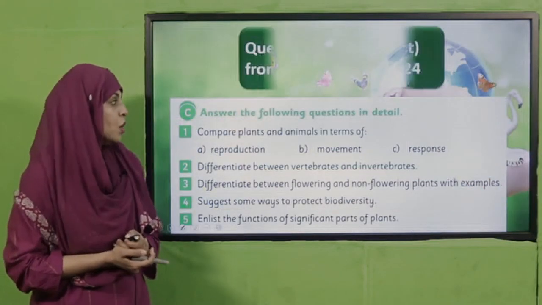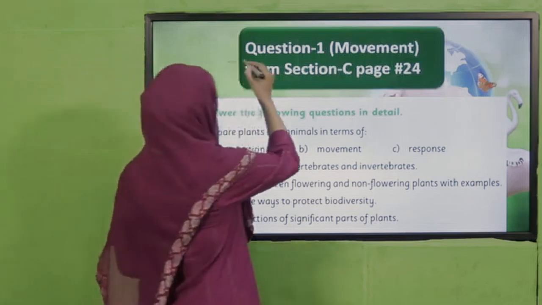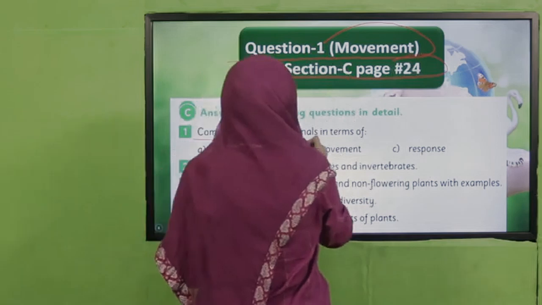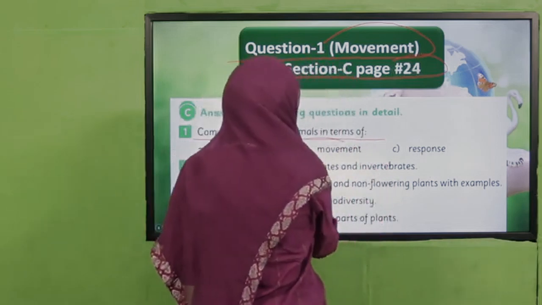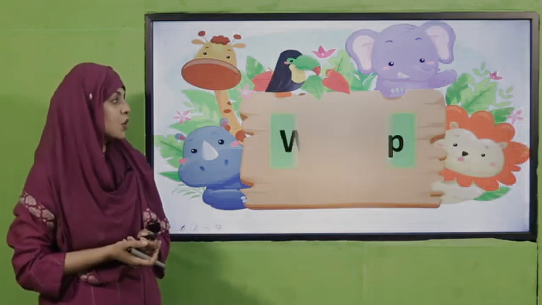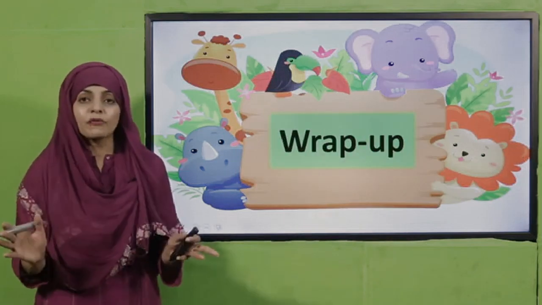Quickly note it down. So for homework, you will do question number 1, movement only, from section C, page number 24. So compare plants and animals in terms of, today you will only do movement. Okay. So this is your homework. Next, we will move forward towards the wrap up of today's lecture.